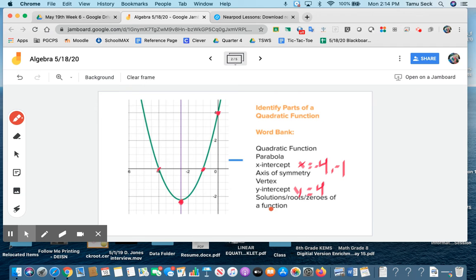And the solutions, roots, and zeros of the function are the same as the x-intercepts. So the solutions, roots, and zeros are at x equals -4 and -1 of this function.